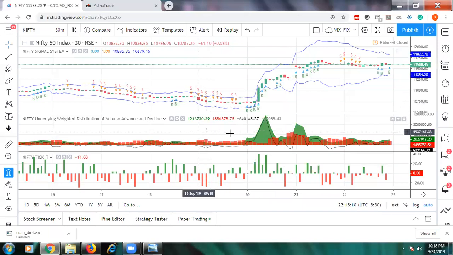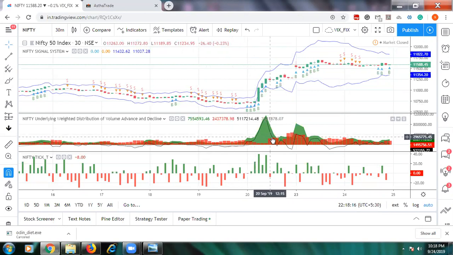As you know, this is the money flow analytics tool, where it tells whether money is being injected into the market or money is being withdrawn from the market. The red bars are the money withdrawals and the green area is the money injection, and you know that.